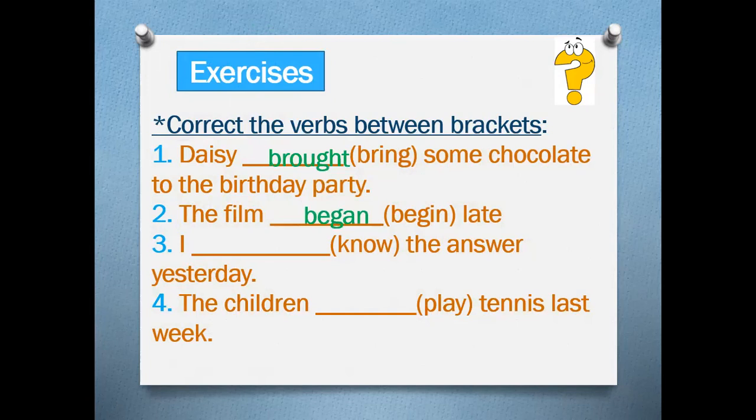I know the answer yesterday. So here, where is the keyword? It is yesterday. Yes. So the verb to from know is knew the answer yesterday. And the last one, the children played tennis last week. Last means السابق. Last week. So played.